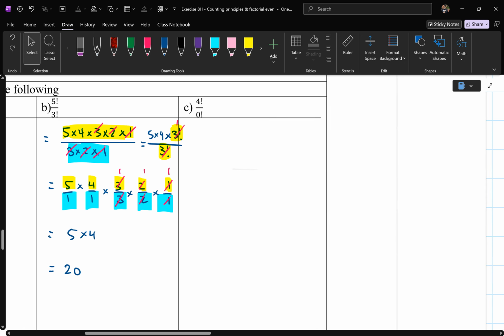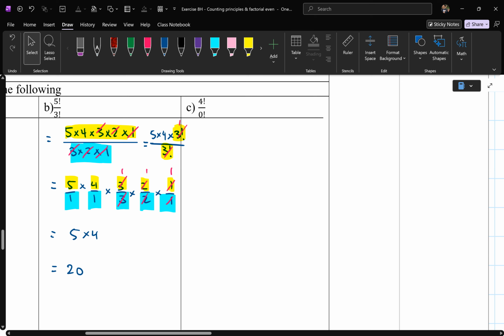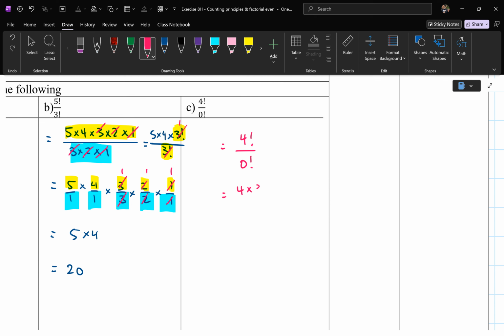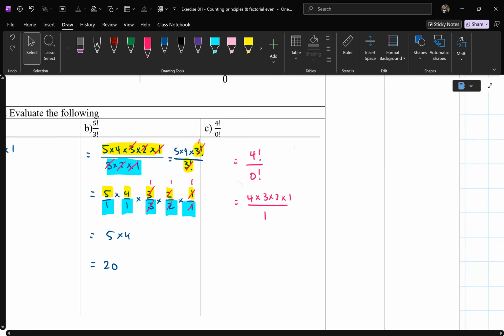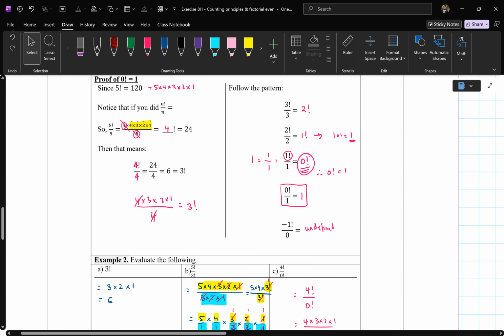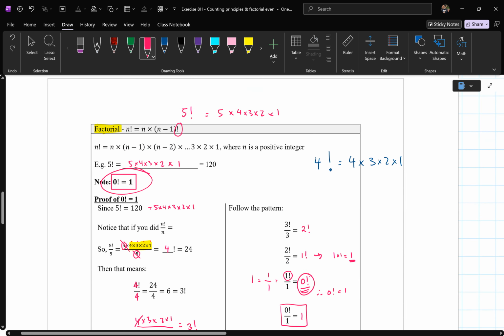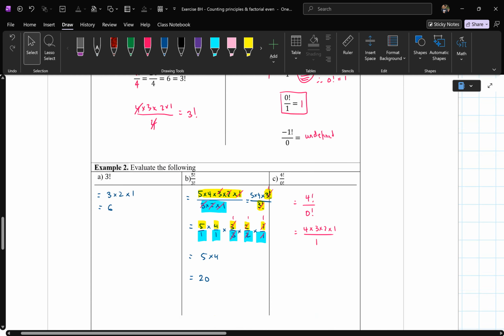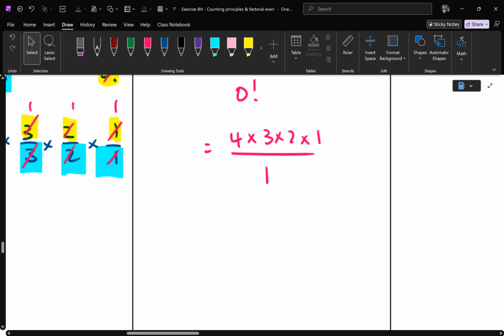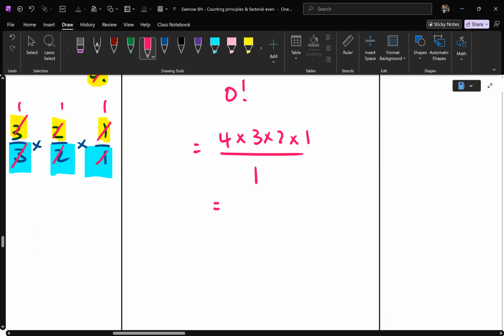Okay? And then lastly, we now have C, 4 factorial divided by 0 factorial, and that again is 4 times 3 times 2 times 1. But 0 factorial, remember our proof over here, is actually 1. Okay, so it's actually equal to 1. Note 0 factorial equals 1, and I've shown you the proof there. So really, it's 4 times 3, which is 12. 12 times 2 is 24.